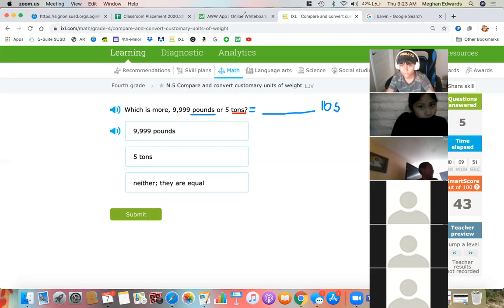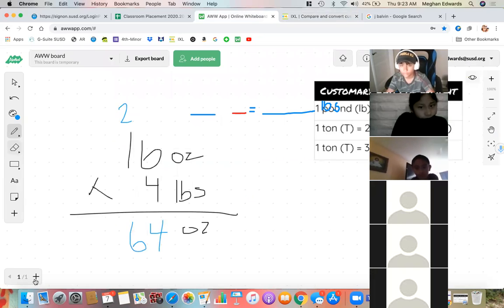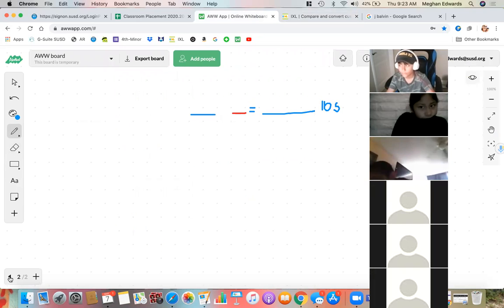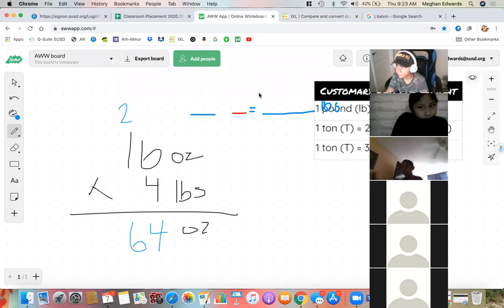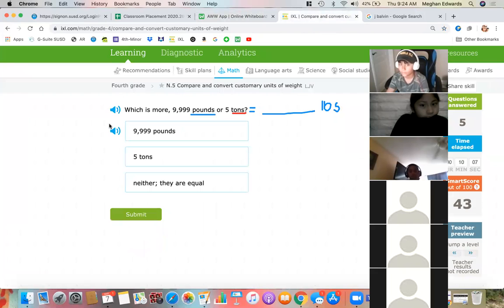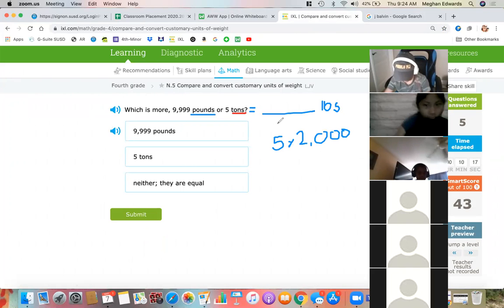You are correct, because if we take 5 times the 2,000 pounds, I know 5 times 2 is 10, and so I add 3 zeros behind it. I can't really go back and forth the way that I want to, so I'll just do it right here.